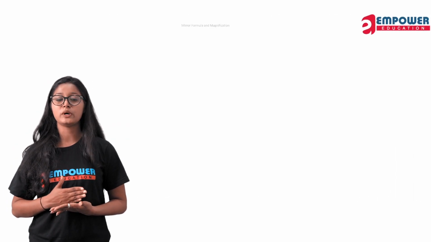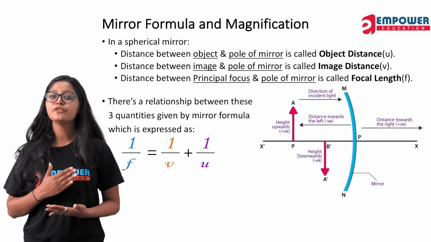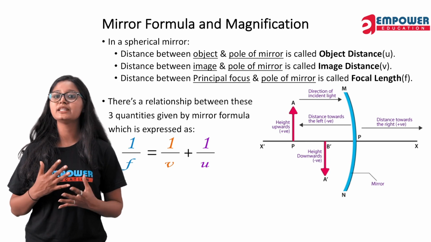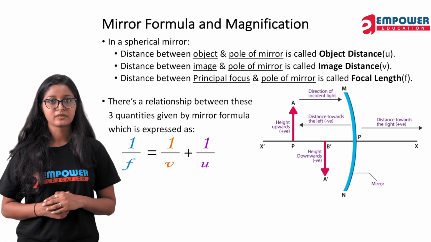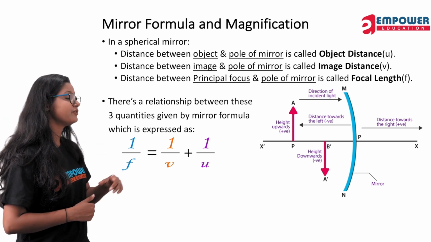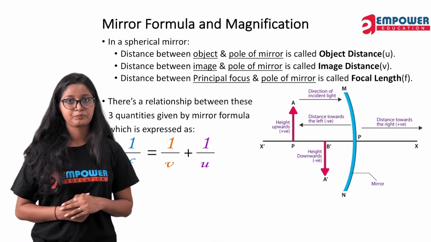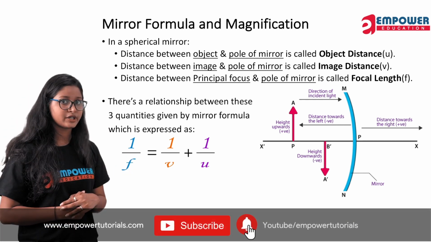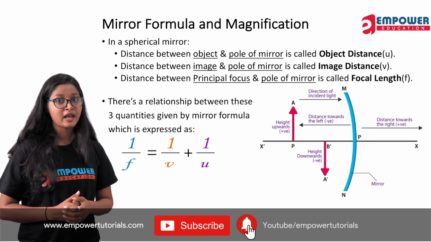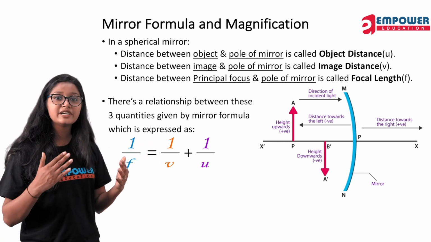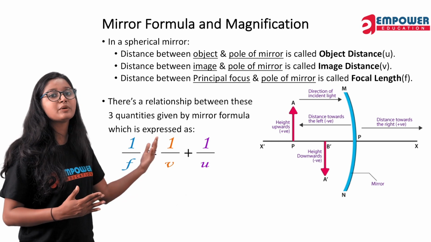Now let's move to our next concept, that is mirror formula and magnification. Before talking about the mirror formula and the magnification, let's have a look at the diagram shown here. In this diagram, we have a mirror, and in the mirror we have the principal axis. You can consider that the principal axis is the x-axis, where the pole of the mirror divides the x-axis into two parts, the negative axis and the positive axis.